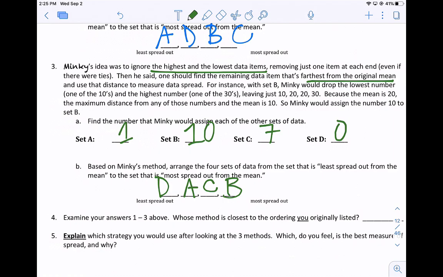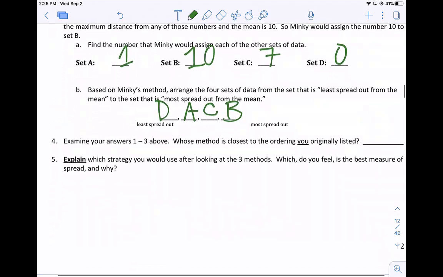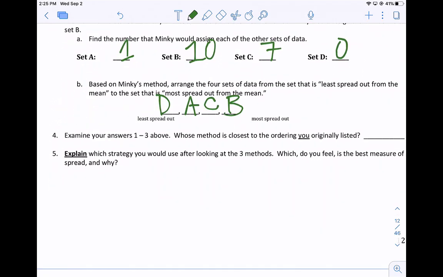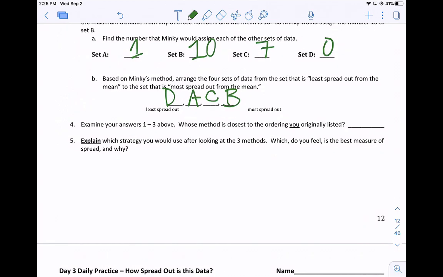Okay, so again in class, I'd be like, all right, who is Minky? Who has order D, A, C, B? It says, examine your answers, 1 through 3 above. Which method is the closest to the ordering that you chose? And then number 5, can you explain which strategy you would use after looking at the 3 methods? Which one do you like the best? Which one do you feel gives us the best measure of the spread, and why? So I'd give you time in class to come up with which one you like best and why, and then we would discuss.